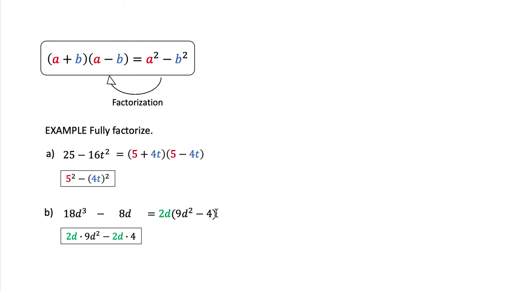And now, after this factorization, if you look at the two terms inside the brackets, you'll notice that you can apply this for them. Because 4 is 2 squared and 9d squared is, in brackets, 3d squared. So then, this is our a and that's our b, so you can write this down as 3d plus 2 times 3d minus 2. And then we're done.